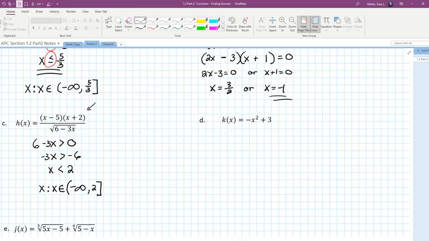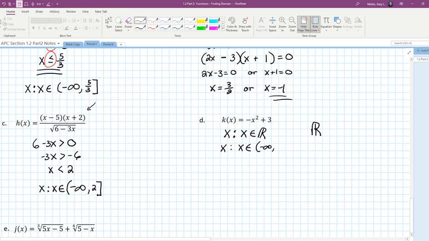So I'm just going to say x such that x, and you could do this two ways, is an element of the real number system. Okay, the real number system is like a fancy R. Usually the way I draw it is I draw a line and then I draw an R over the top of it. Or you could stick with interval notation and say x such that negative infinity to positive infinity. All right, one more.